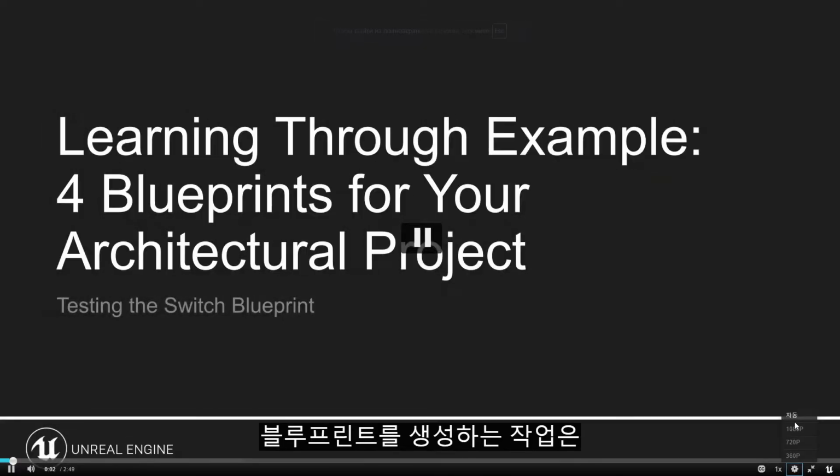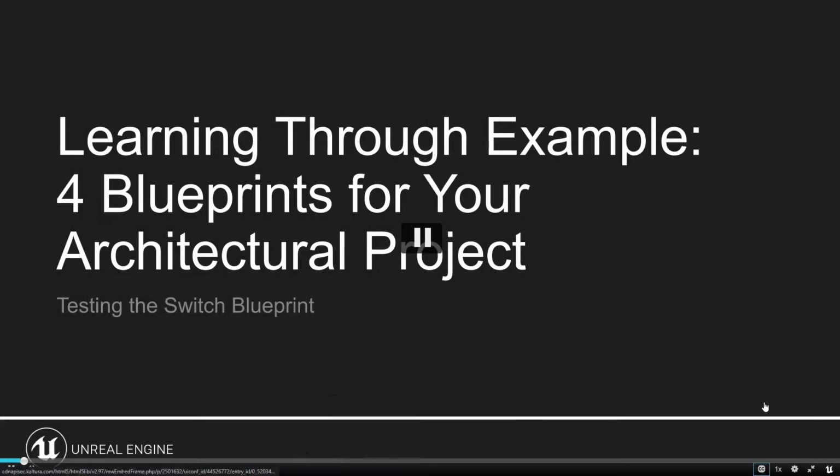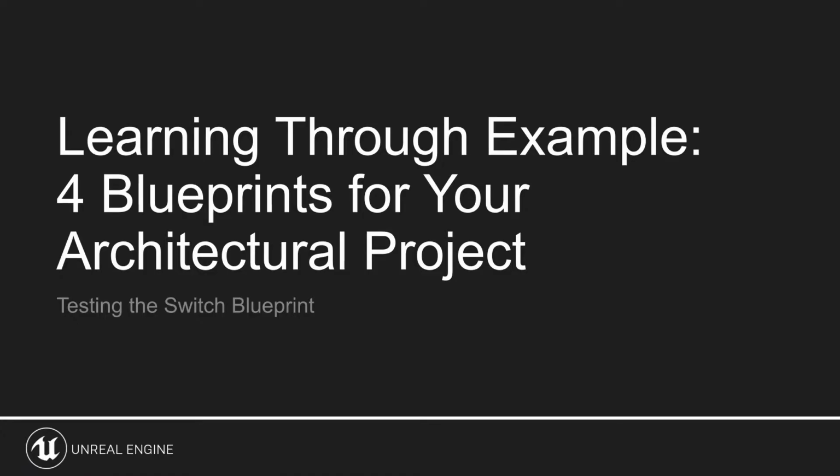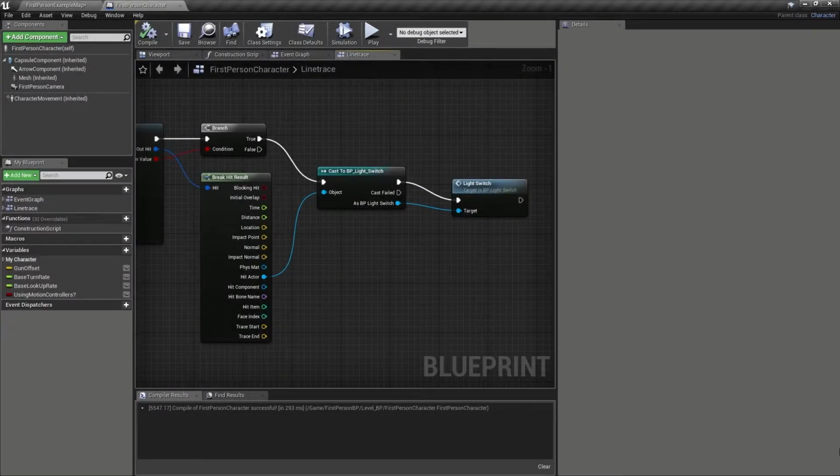Creating a blueprint is arguably the easiest part of the process that we are looking at in this course. The really important bit will be getting them all working in a way that we imagine they should. And so, let's put what we have to the test and make sure that we do indeed have a working interactive light switch in our level.